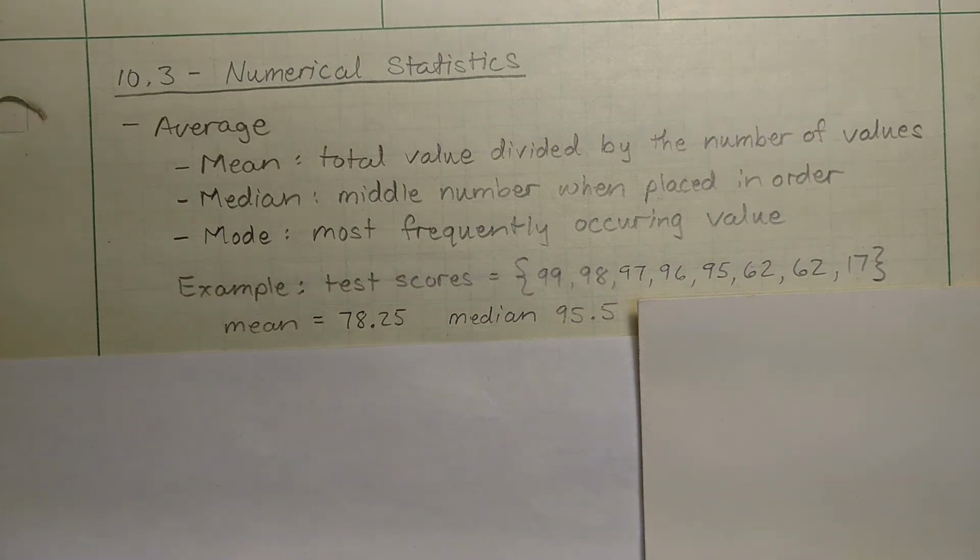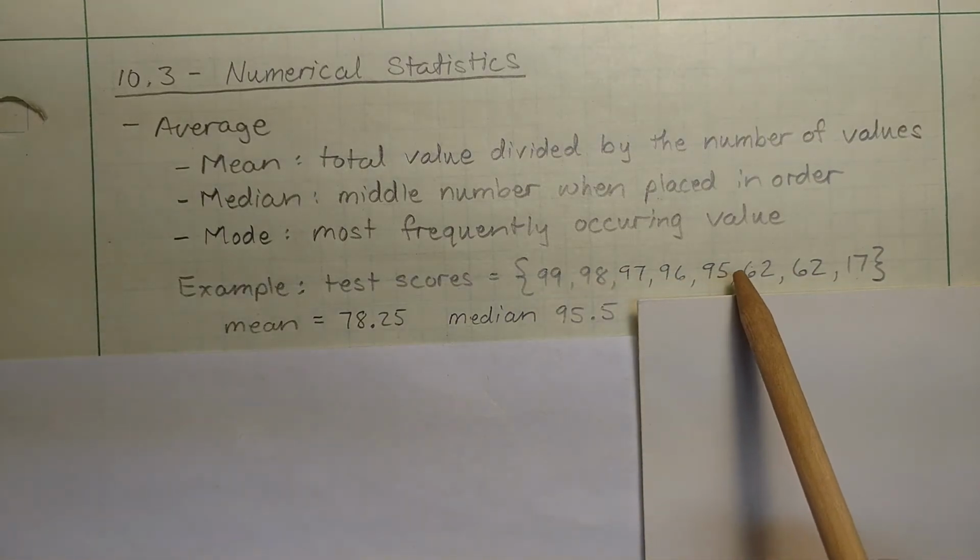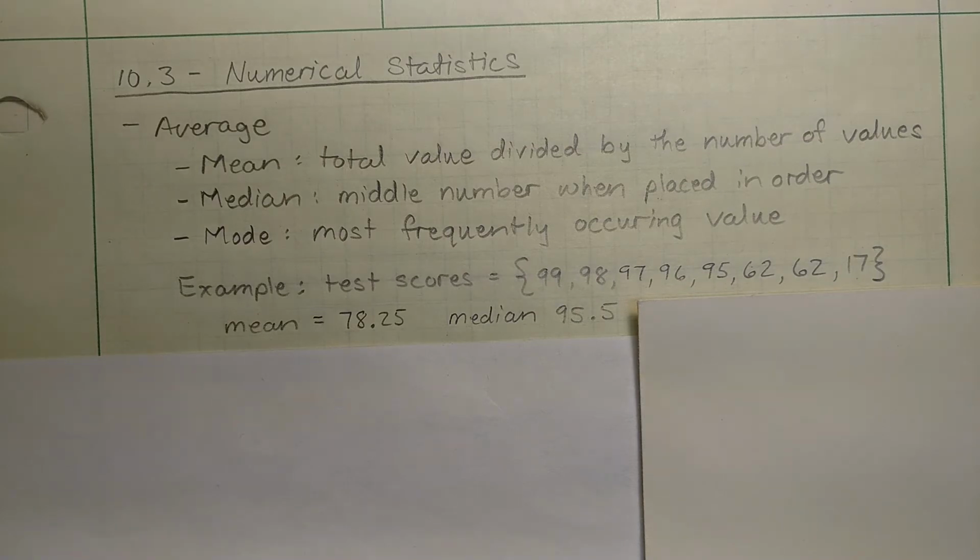Okay, well, the median does a good job of indicating just what it is. It means half the scores were above 95.5, and that is true. These 4 right here are all above 95.5, and half of the scores are below 95.5. So it does a very good job of describing the middle.